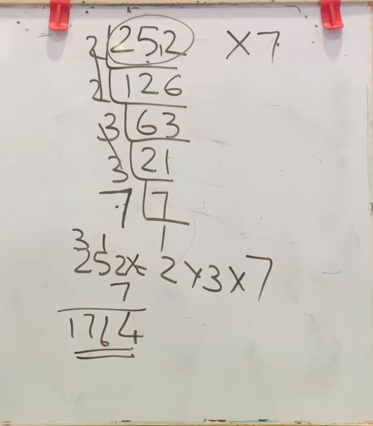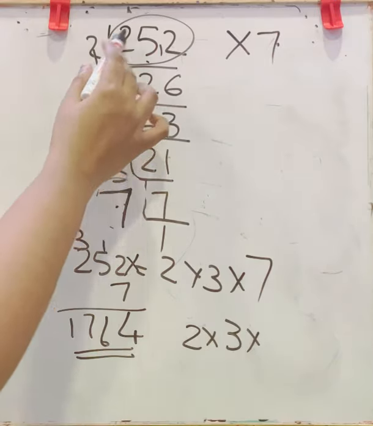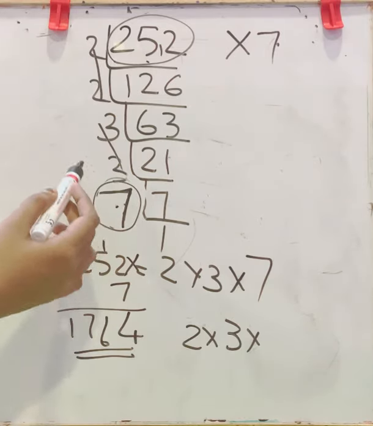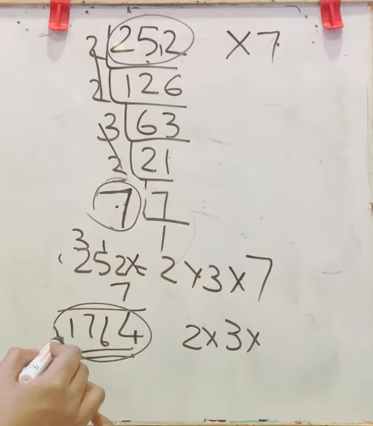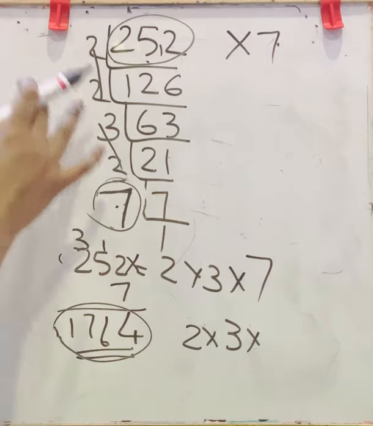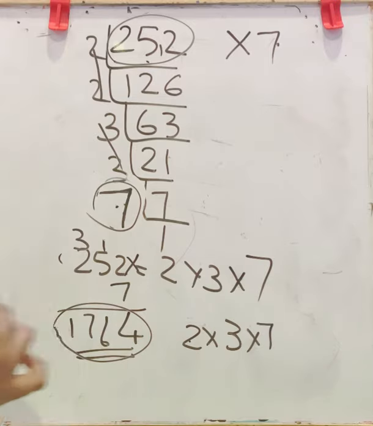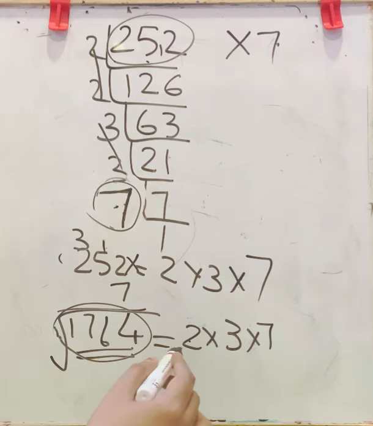And the number becomes 1764. 1764 is the new perfect square. If 1764 is factorized, you will get 2 into 3 into 7. For 252, one 7 was there. So to make it a perfect square, we multiplied with 7 and we got a new number 1764. Now we know this is a perfect square because all numbers have a pair. So 2, 3 and 7 have pairs. So the square root of this number is 2 into 3 into 7, that is 42.